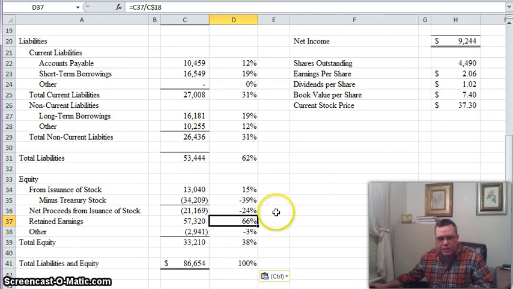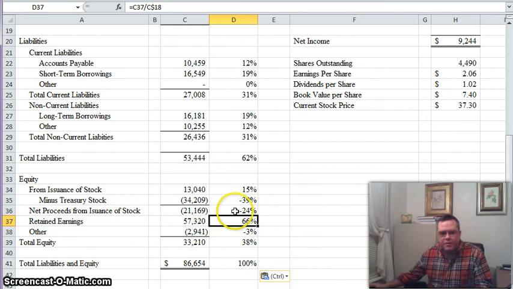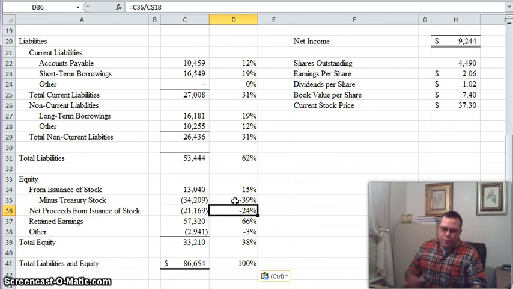Coke is kind of unique in that the amount of money they've raised by stock is actually negative, because they've bought back more of their stock than they ever issued. It's called treasury stock when they buy it back. So they actually have negative 24 cents of every asset they had from issuing stock, because they make so much money. They're a very high cash flow business that they buy back their stock. Well, they bought back more stock than they ever issued.